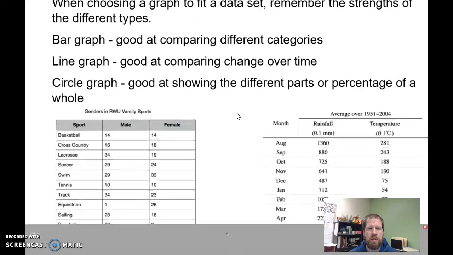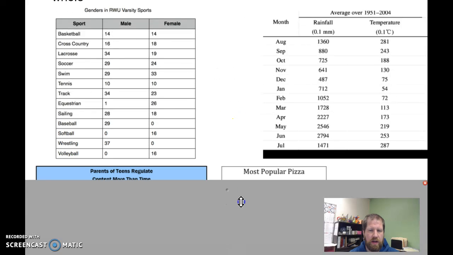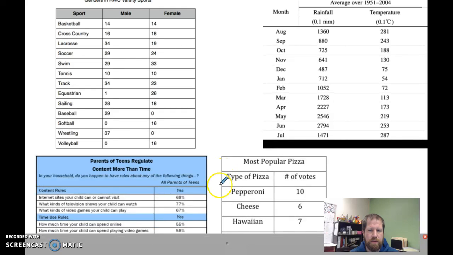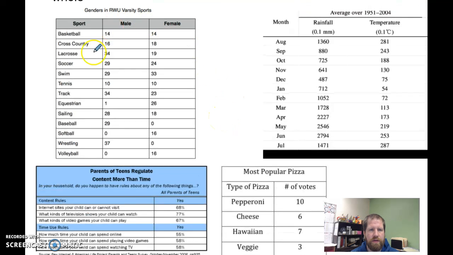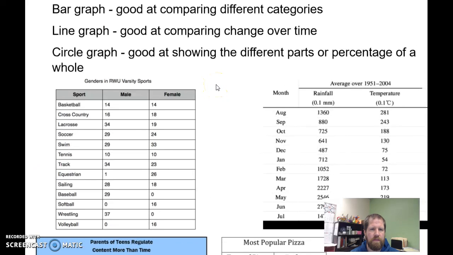So when I look at my 4 data tables here, and I can not quite get all of them on the screen at the same time, I'm going to look through here for those 3 things. Which one has a whole bunch of different categories? Which one shows change over time? And which one has parts or percentage of a whole?